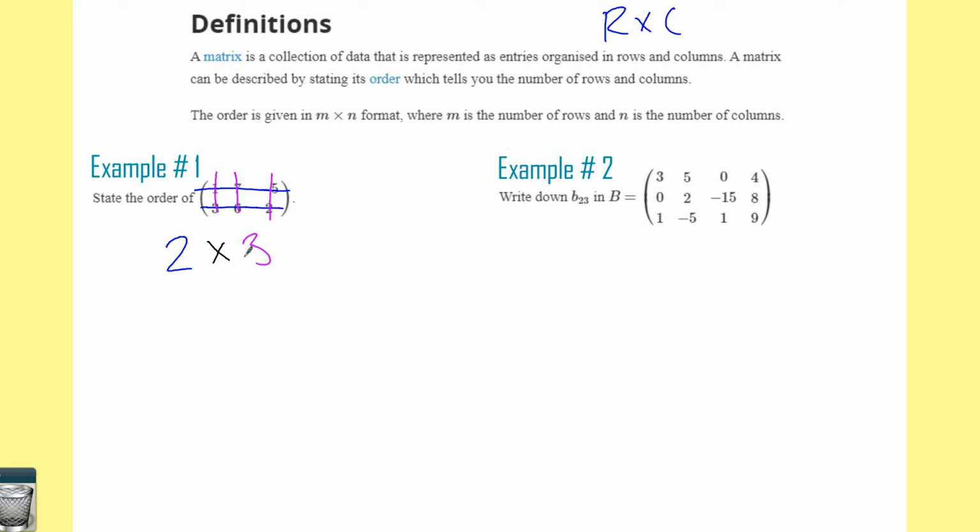Okay? Example 2. What if they say something specific like a subscript, B23? The 23 represents the location, where this is the row and then the column. So we go to row 2 and column 3, and we get negative 15. So the element is the second row, third column. Okay?